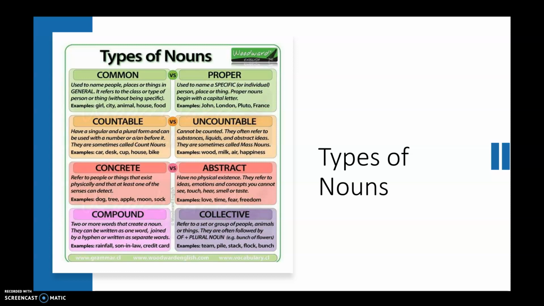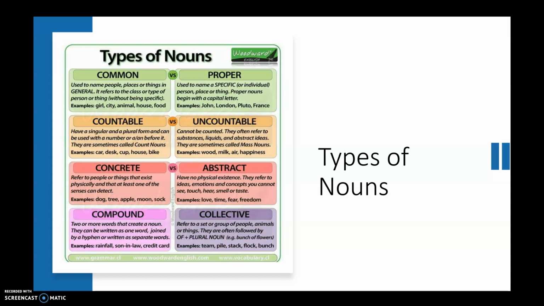So you go to Jacksonville State University. That's a specific named university. So we capitalize the J and the S and the U. But if you said, I go to university, you wouldn't capitalize university because you're not talking about a specific named university. Nouns can also be countable or non-count, also called mass nouns.